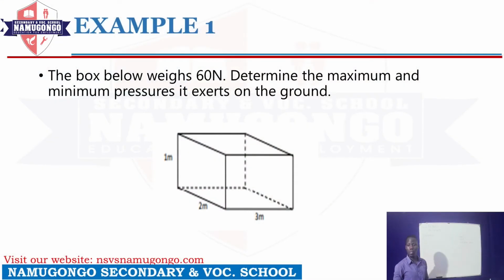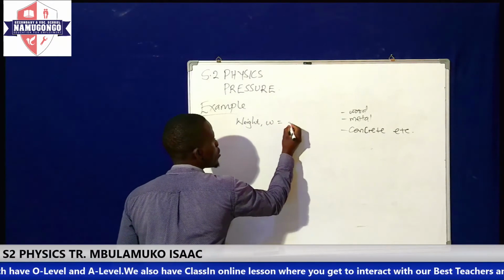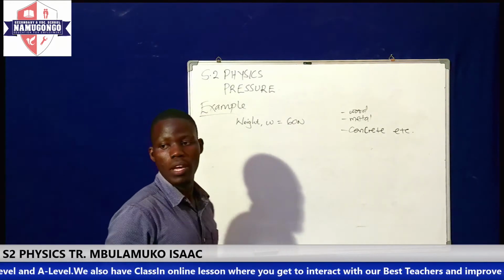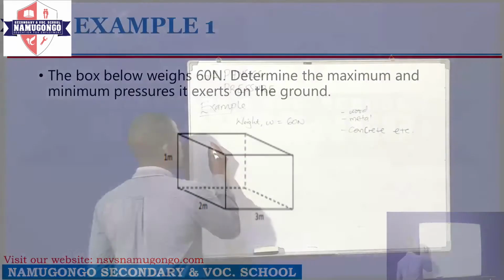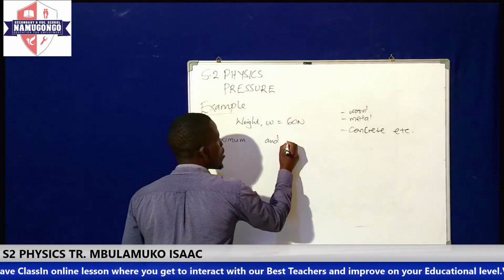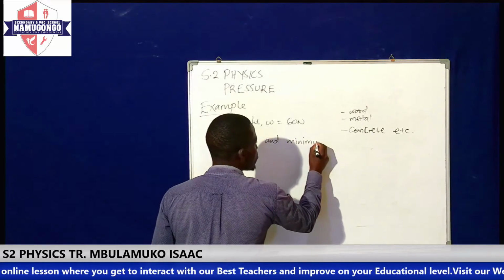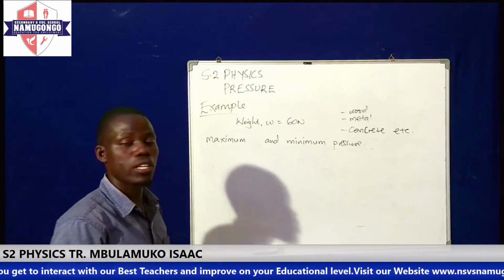And in this example, they are saying a box weighs 60 newtons. So we need to look at the weight of the box, and weight is that it is 60 newtons. Determine the maximum and minimum pressure it exerts on the ground. So in this question, we are asked the maximum and minimum pressure. So what is maximum and what is minimum pressure?